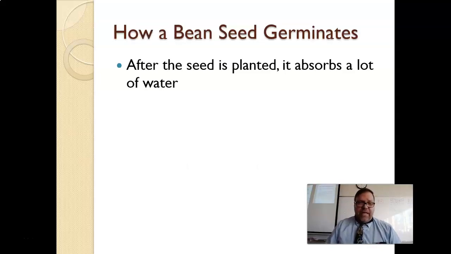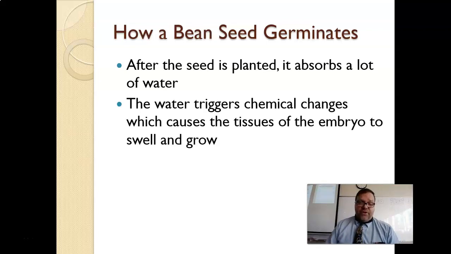How a bean seed germinates. After the seed is planted, it absorbs lots of water. That's the big key, water. Water triggers chemical changes which cause the tissue of the embryo to swell and grow. The seeds that we're actually going to be doing in our lab, I've soaked them overnight. Actually, I've soaked these for 3 days in water. And that's going to make them nice and soft so we can actually look at what's going on. They're going to break apart easily. Can you imagine trying to cut open a hard seed? It's going to chip and crack and all kinds of problems. So we soak them first. That's what gets them ready to go. Causes the tissue of the embryo to swell and to grow.